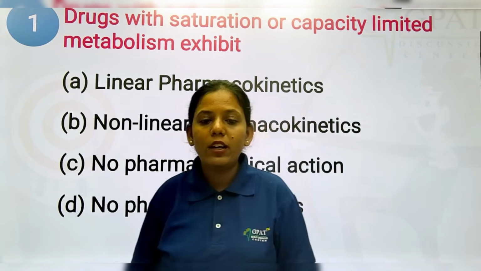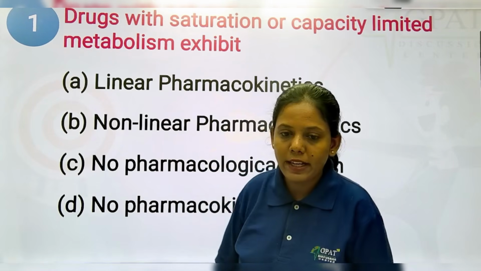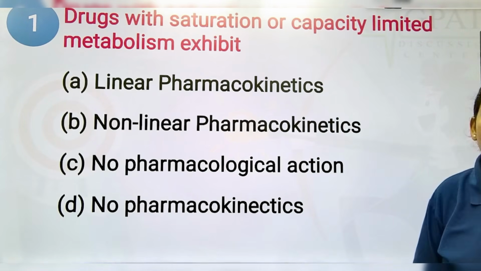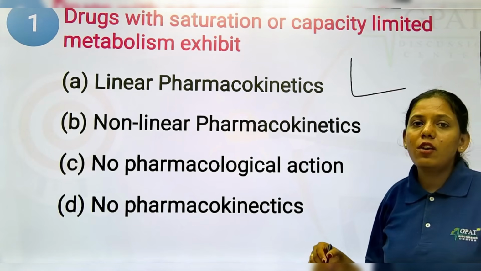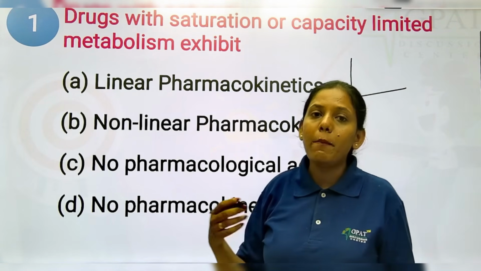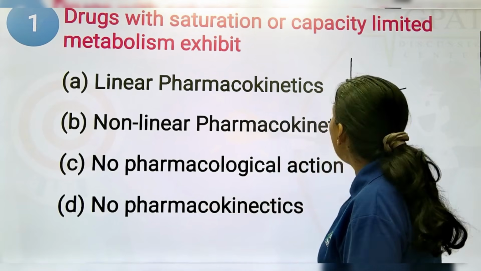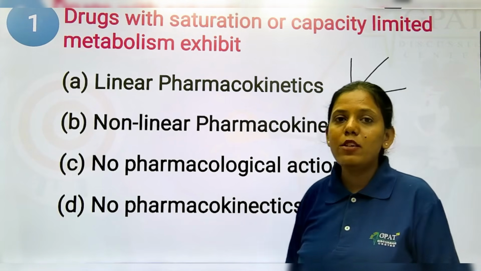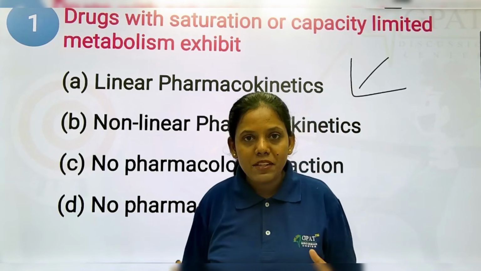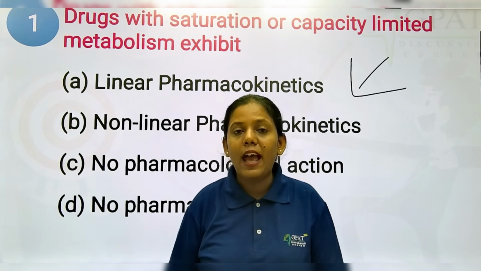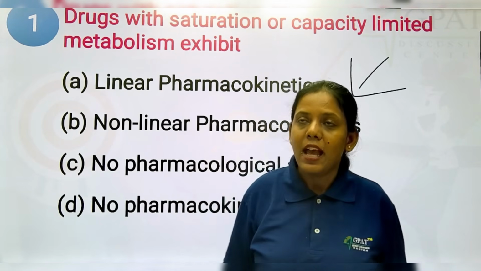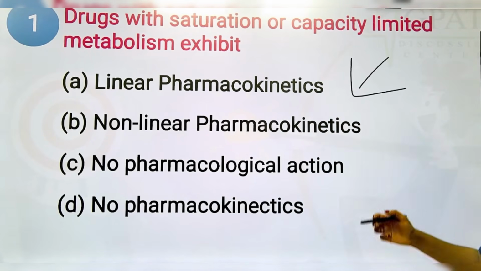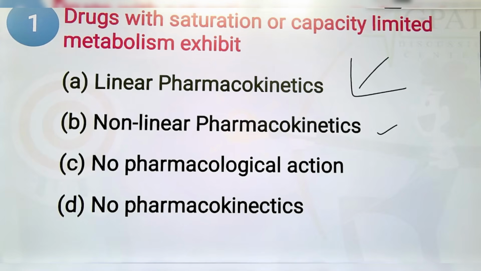Now first of all, what do you mean by linear pharmacokinetics and what do you mean by non-linear pharmacokinetics? Linear pharmacokinetics means the plasma drug concentration is directly proportional to the amount of the dose, right? So that becomes the linear. Non-linear happens when the enzymes have been saturated and the drug is not binding effectively to those enzymes, and that is the reason you observe the non-linear pharmacokinetics.